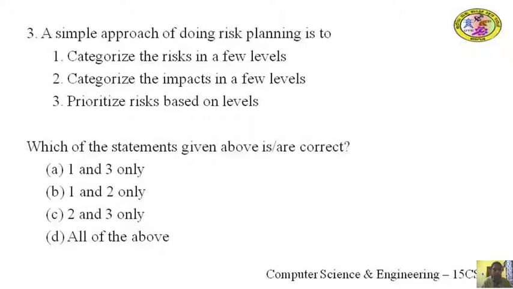Yes, the correct answer for this question is option D, all of the above. That is, a simple approach of doing risk planning is to categorize the risk in a few levels, categorize the impacts in a few levels, and then prioritize the risk based on these levels.